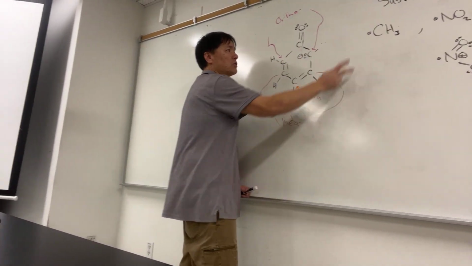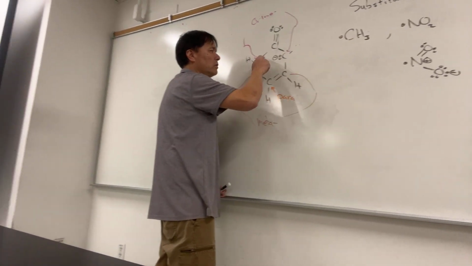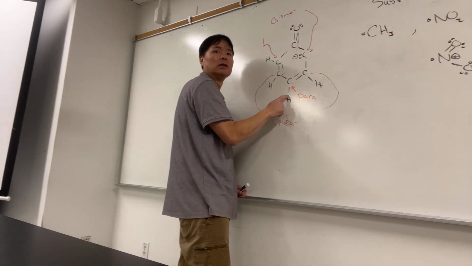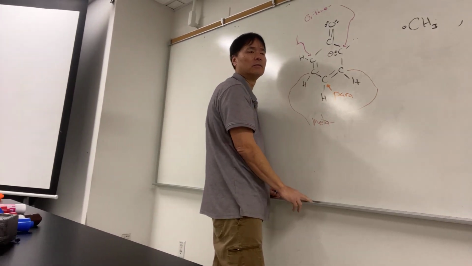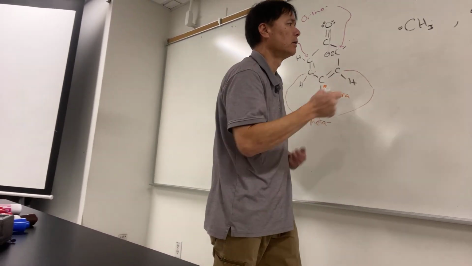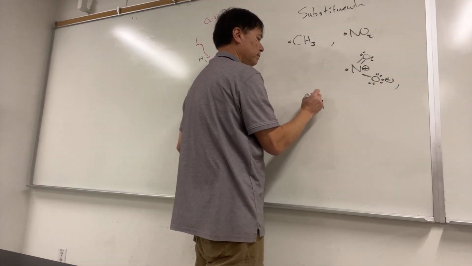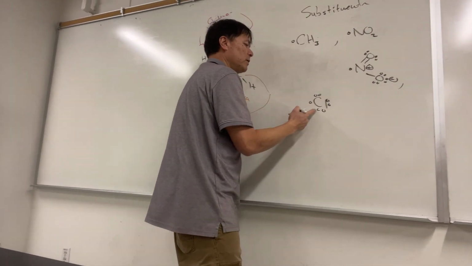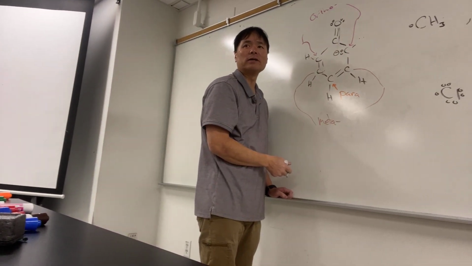Electron pusher groups will make this more basic if those groups are on the ortho position or the para position. If they're on the meta, it's not going to make as big of a difference. So that's a nitro group. This is called a chloro group. So if I put a chlorine there, is it going to make it less basic or more basic?